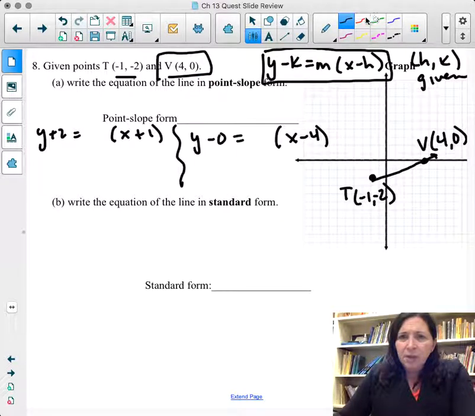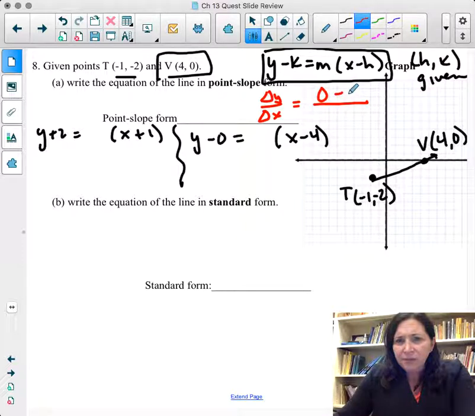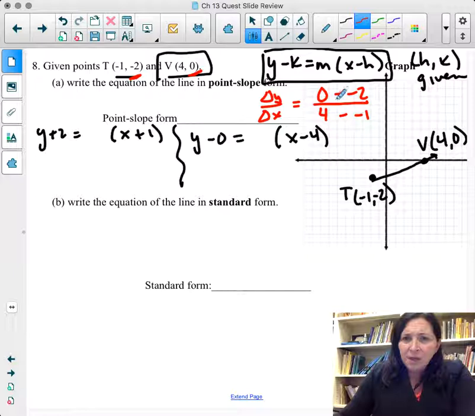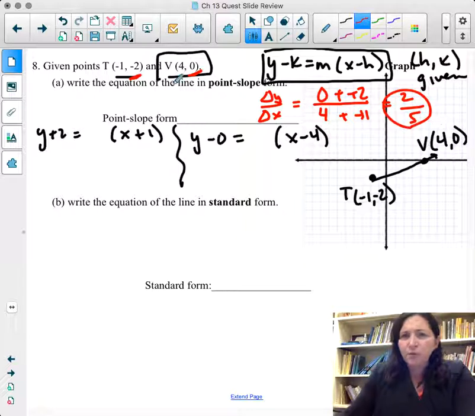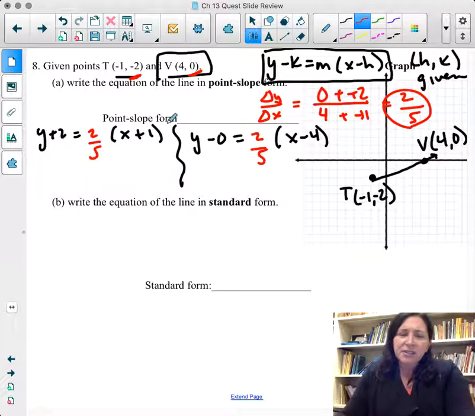So now we're going to find our slope. Remember the slope formula? It's the change in y divided by the change in x. We're going to find the slope of TV. So I'm going to go 0 minus negative 2 over 4 minus negative 1. These make plus, so I get 2 on top, and 4 plus 1 is 5. So my slope is 2/5. I have 2/5 here, and I have 2/5 here. For this question that said put your equation in point slope form, you just had to pick one point or the other and plug it in.